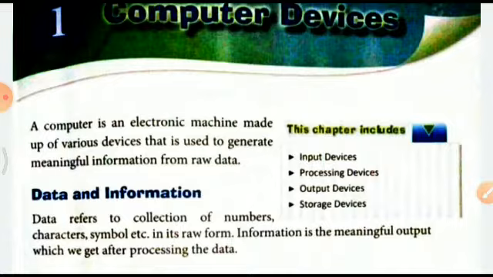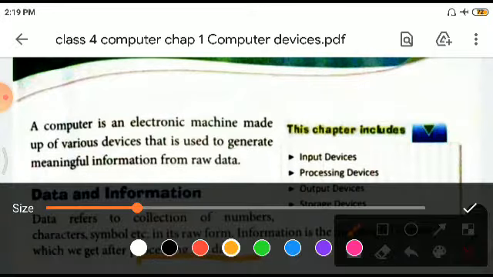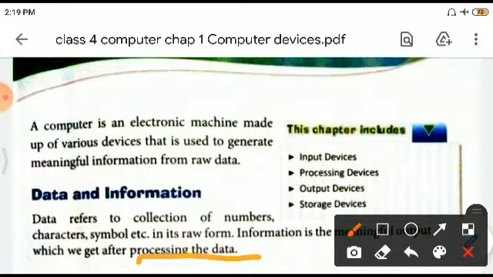Okay, next, data and information. Now, data refers to a collection of numbers, characters, symbols, etc. in its raw form, right? Just when we collect any information, we add it to the computer, and that is called raw data. Information is the meaningful output which we get out of processing the data, right? So the important word is that data needs to be processed. When the data is processed, only then does it have some meaning. Otherwise it's just data.